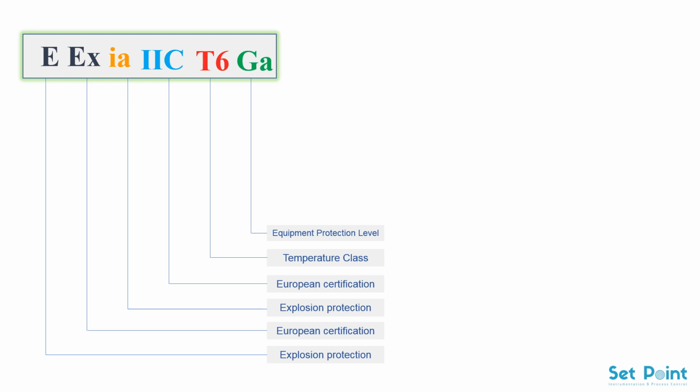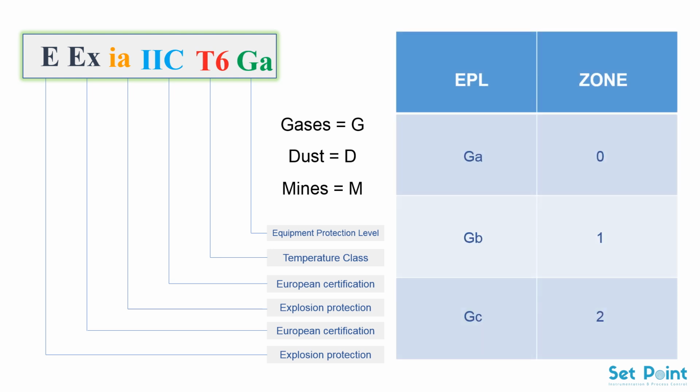The final part of the marking adds detail to the equipment protection level, EPL. The assigned EPL indicates the likelihood that the equipment can become a source of ignition. The EPL of gases is always shown as G, EPL of dusts is shown as D, and of mines is shown as M. The example indicates G, meaning that gases are involved, because zones by definition indicate the nature of the hazard. There is a correlation between the zone and the EPL. An EPL of Ga refers to Zone 0, Gb dictates that the product must be installed in Zone 1, and Gc is for Zone 2.